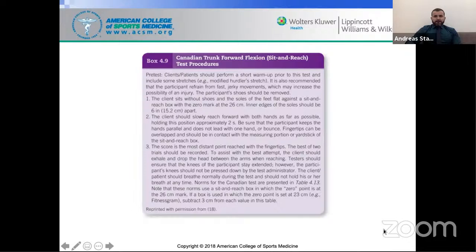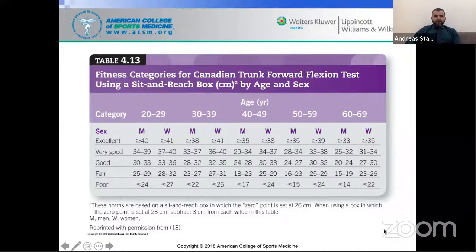And we talked about the Canadian trunk full flexion, right? That's the so-called sit and reach test. We've gone over this before. Remember, no shoes. You have to stay in that position for 2 seconds. You can warm up. You keep your knees extended, stuff like that. And this is how you compare it to the norms. And that's it for chapter 4.